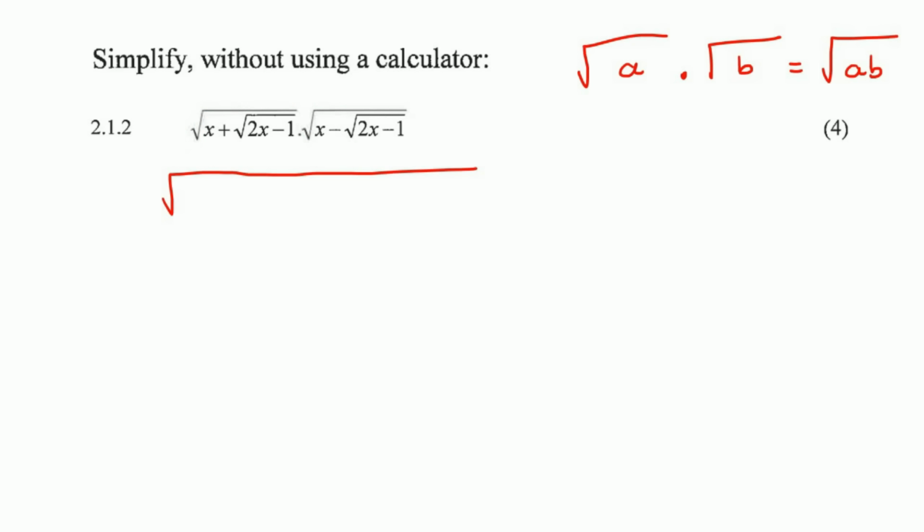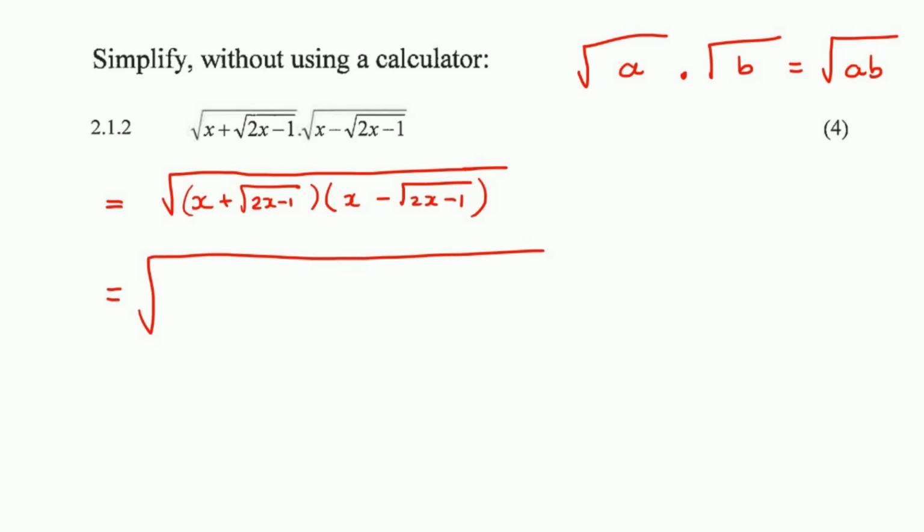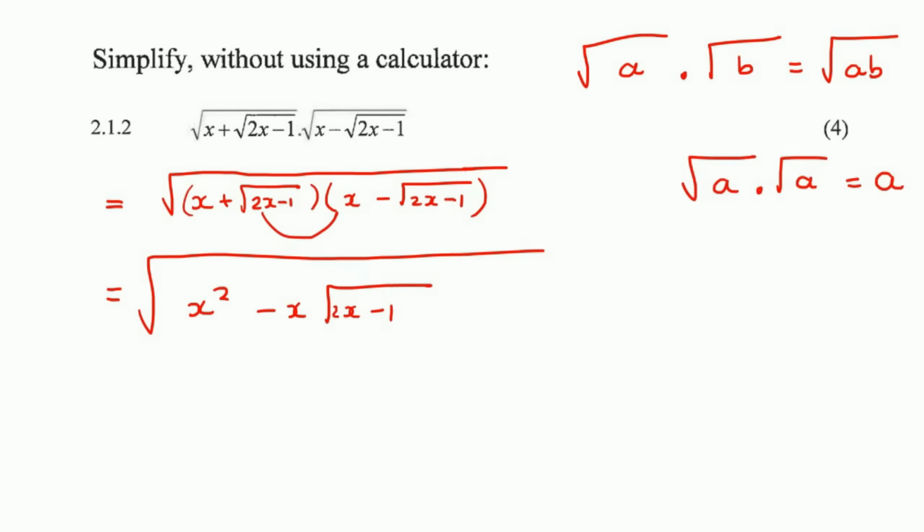Then it just becomes a big square root, and then you put everything on the inside, like that. You can put in a bracket because we're multiplying them together. Okay? The next step is let's go ahead and multiply out those brackets. So x times x is x squared, and then this would just give us minus x square root 2x minus 1. Alright, and then I'm going to multiply this part together, so that's going to give us plus x square root of 2x minus 1.